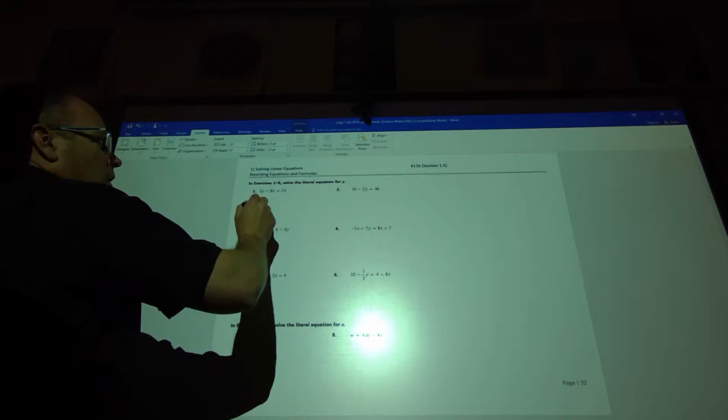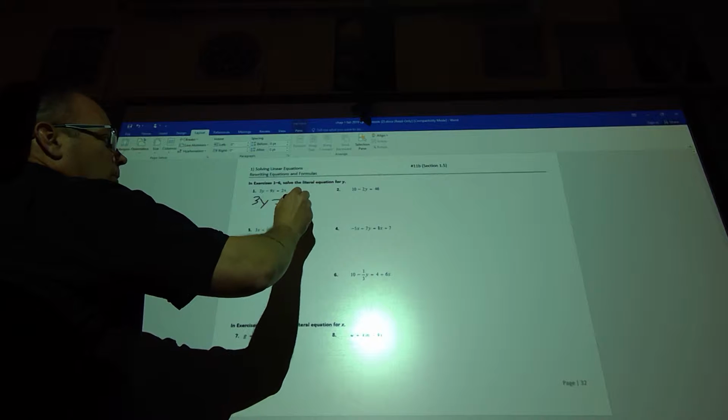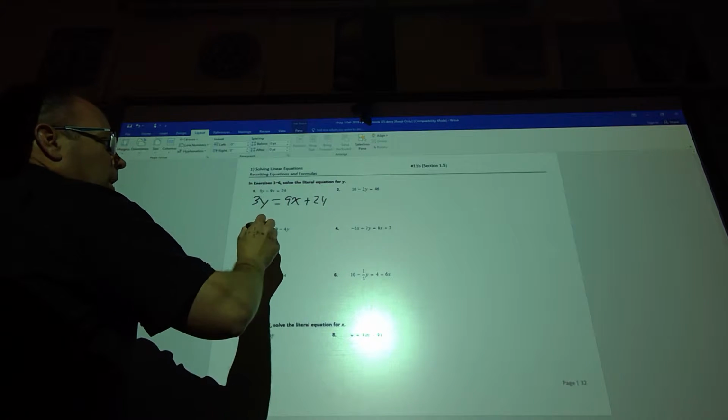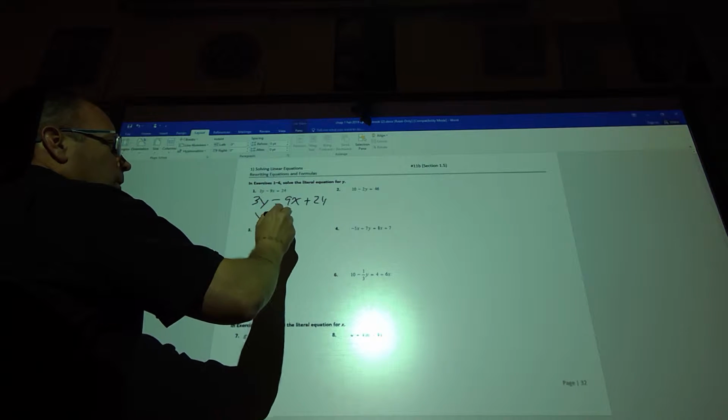So I'm going to subtract 9x from both sides, or add 9x to both sides. Excuse me, because it was minus 9x. Divide everything by 3.